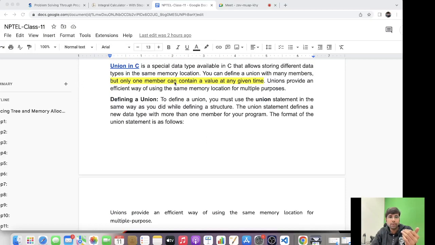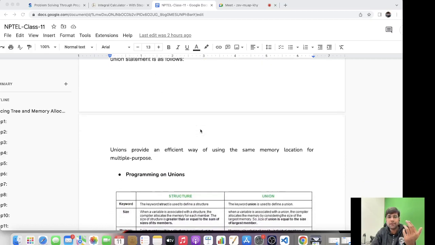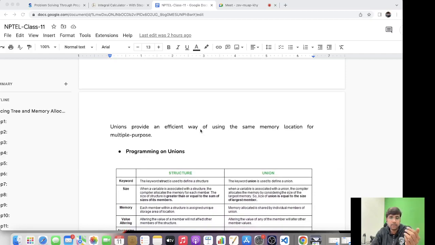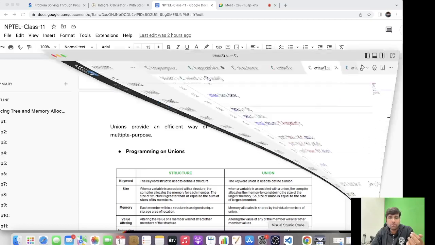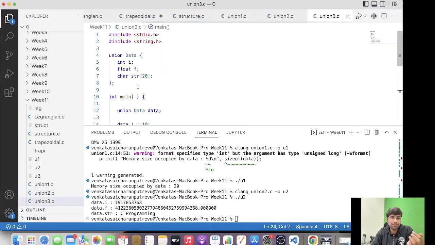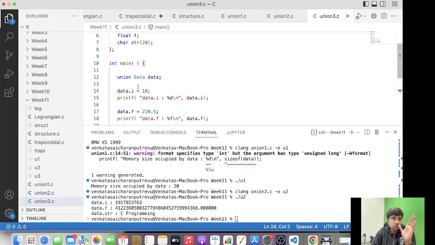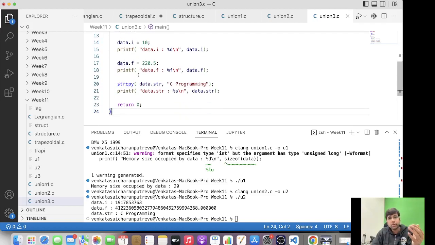Only one member can contain a value at a given time. So although unions provide a way to do this, it is not that useful. The ideal way of using unions is like this: you define the variable, assign some value to it, then use it, then it will be clear. You write another value to that particular variable, then use it, and then you copy the other value.